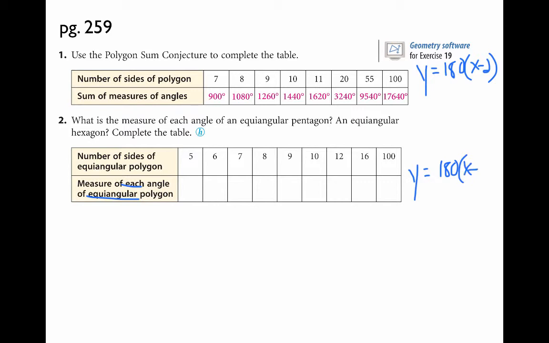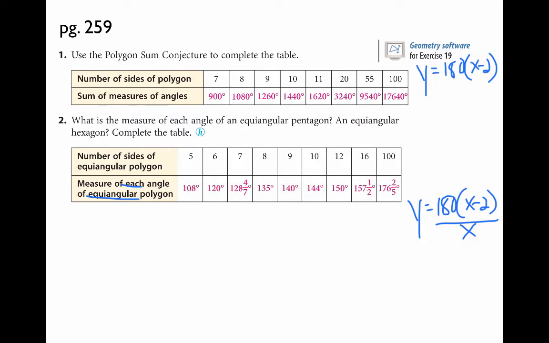Oops, I can't write my 2 there. Let me start that over again. We're going to write our formula y equals 180 times x minus 2 all divided by x. If you put that in Y equals and look in the table, you'll see those are the values you should get. You'll notice that they use fraction form for a couple of them, so the decimal or the fraction, either one is fine. Now, you might have noticed that they didn't say the word interior angles here in number 1. They just said the sum of the measures of the angles. It's implied that they were referring to the interior angles. Same thing here. It's implied that that's an interior angle.